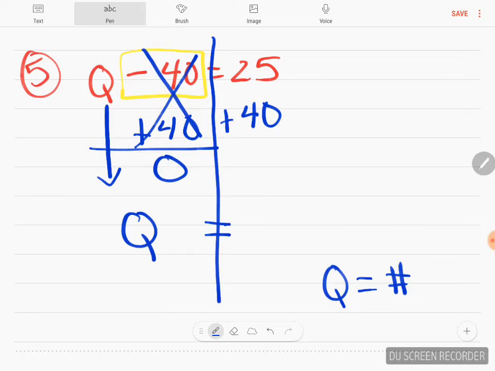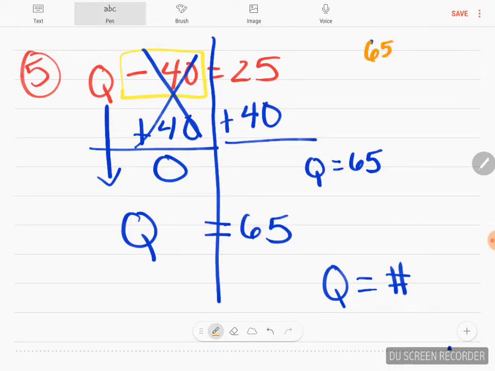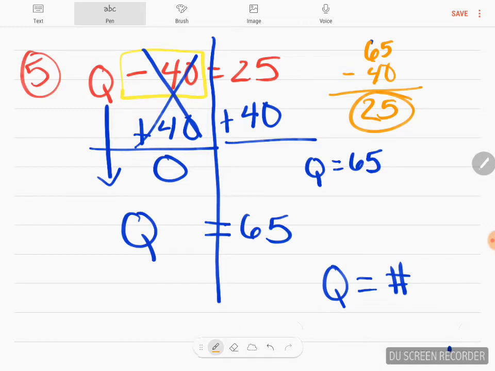40 plus 25. 5 plus 0 is 5. 2 plus 4 is 6. Q equals 65. And then it says, check your work. All right, so let's go up here. I'll do it in a different color. Let's go orange. 65 minus 40. 5 minus 0 is 5. 6 minus 4 is 2. 25.